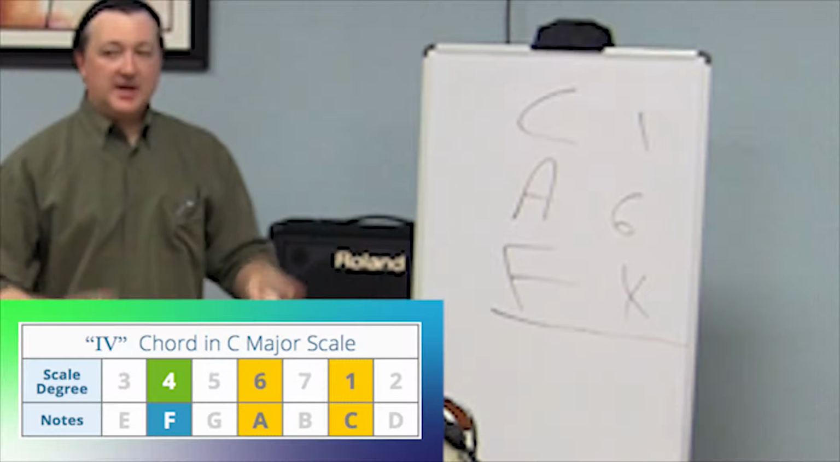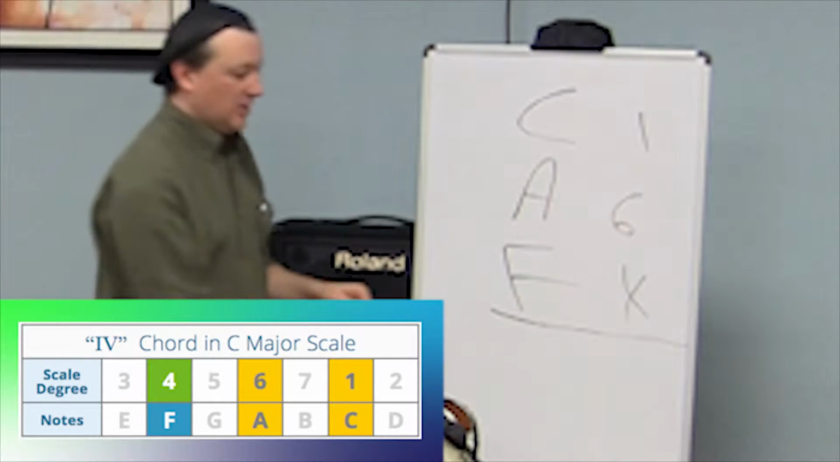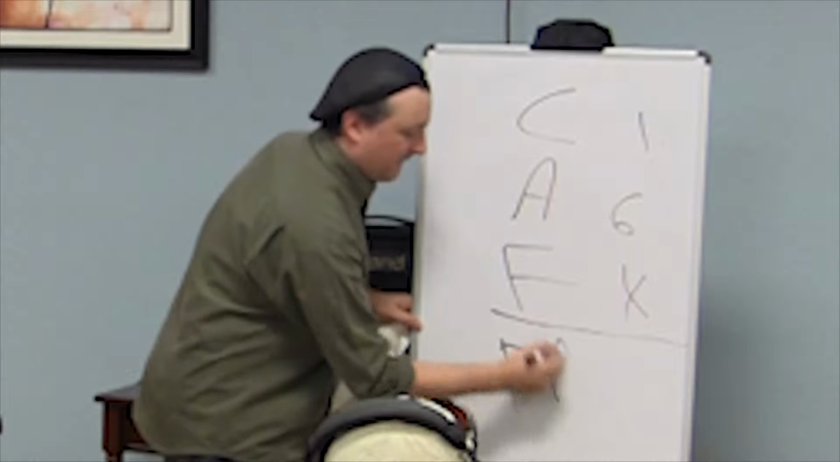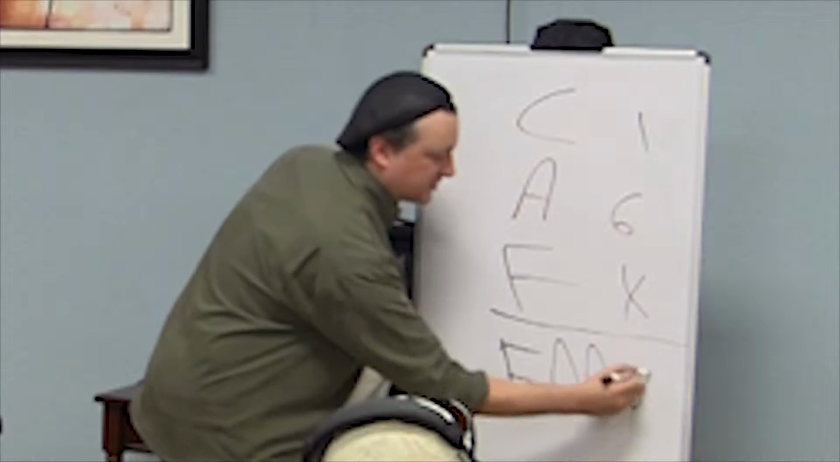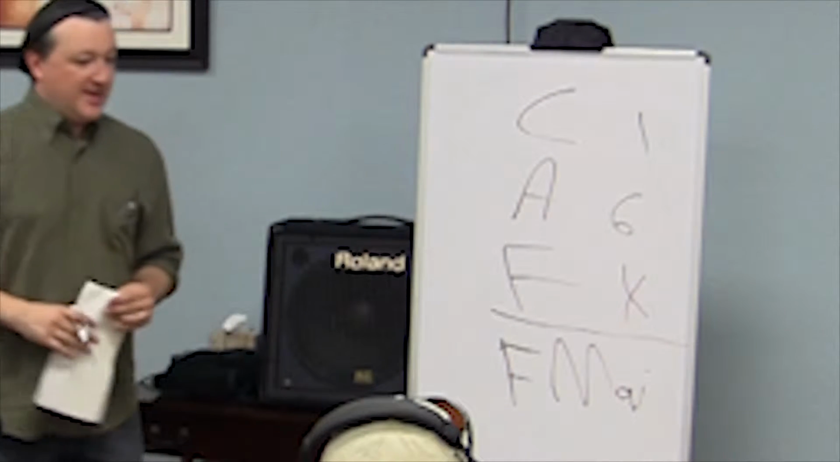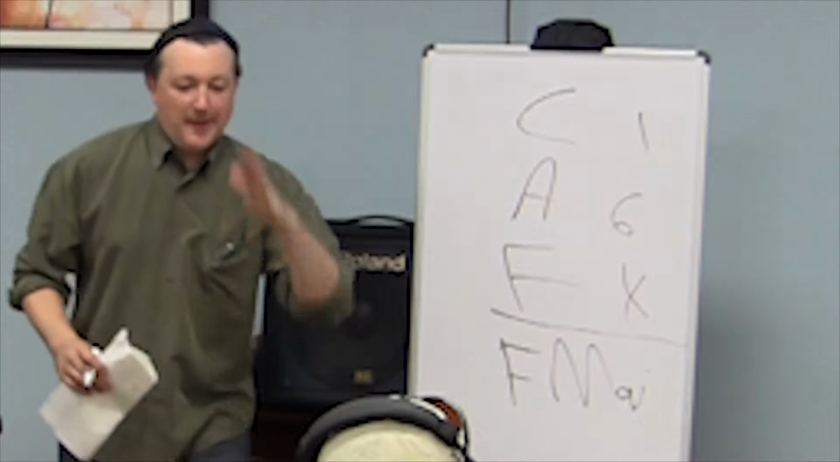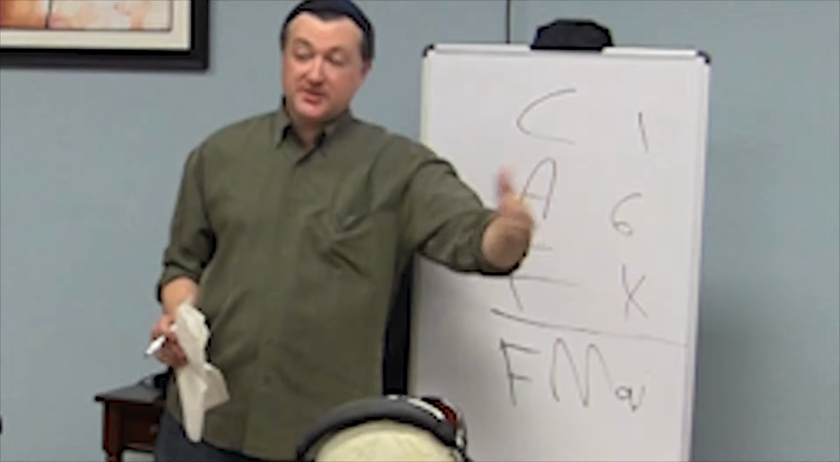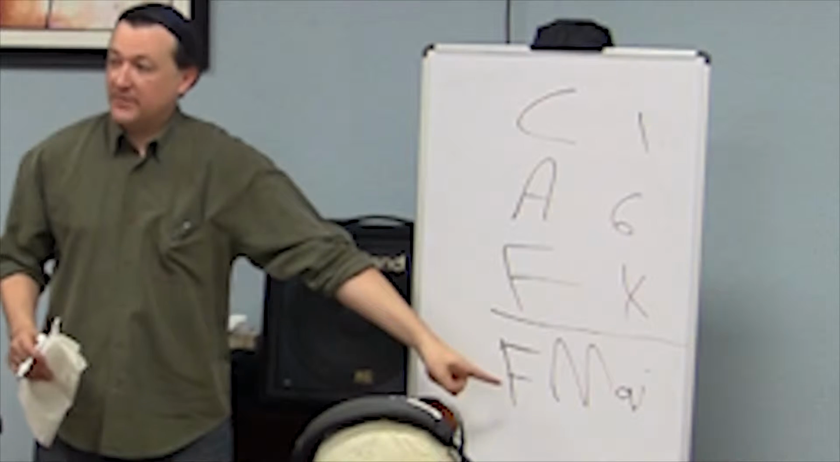F, A, and C create a major triad, and we call it F major. Every single major scale anywhere, if you take the fourth scale degree, build a triad using only the notes of that scale, it will always be major every time.